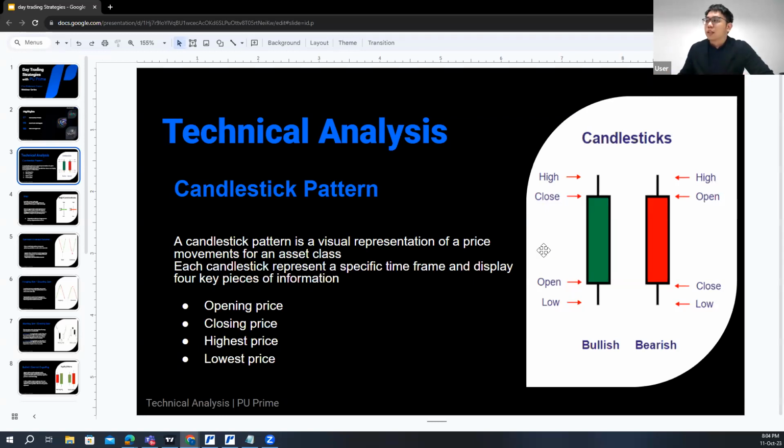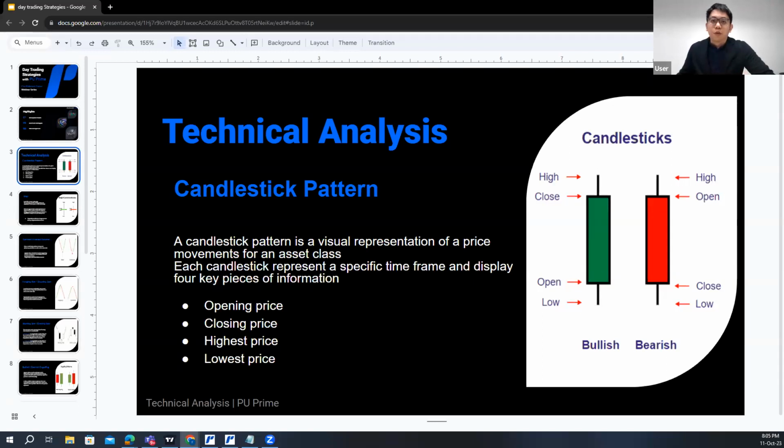And of course, you notice that we have the wick. The wick is this stick or tail on the two sides of the candle. That's why we get the name candlestick as well. And what does it mean? The wick on the upside is the highest price of the time frame, and the wick at the lower part is the lowest price within the time frame.